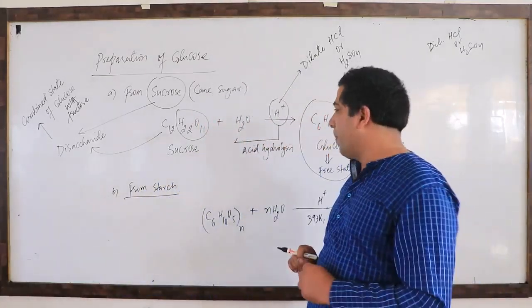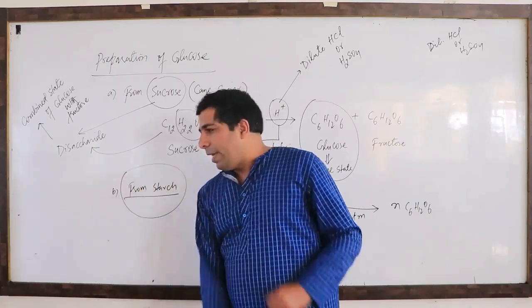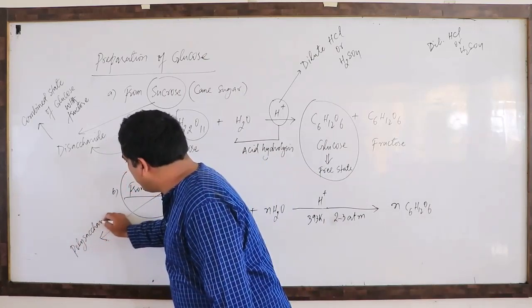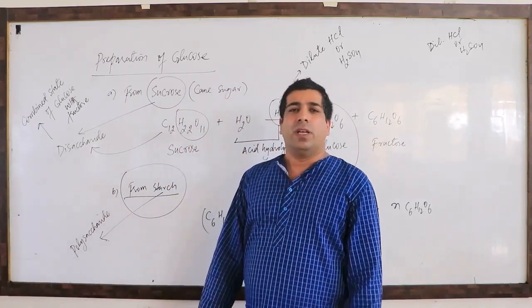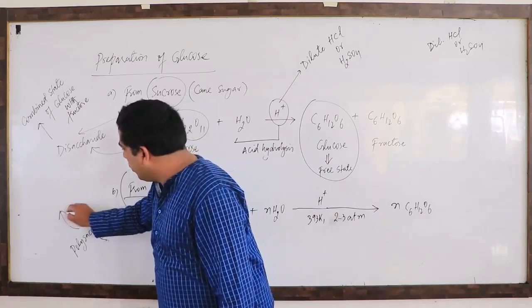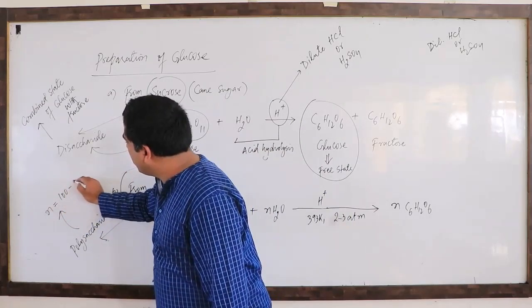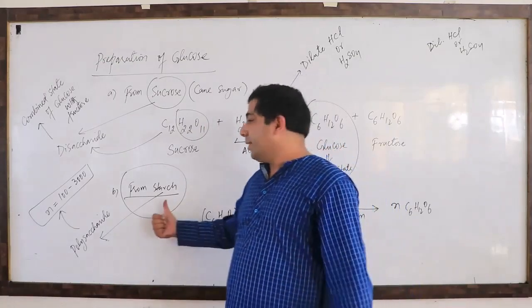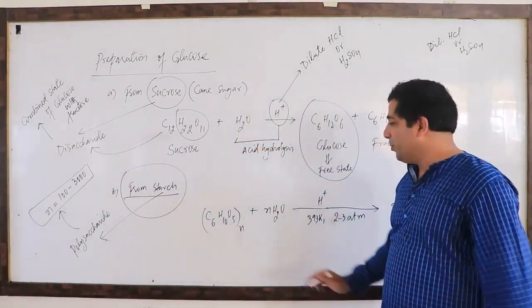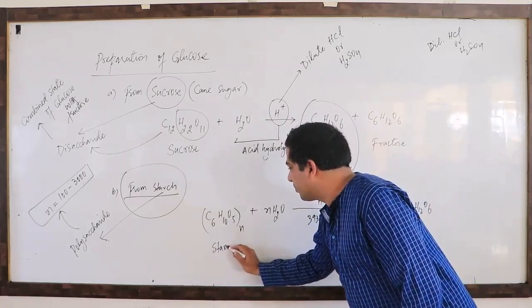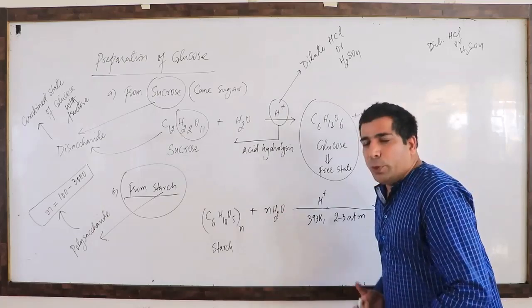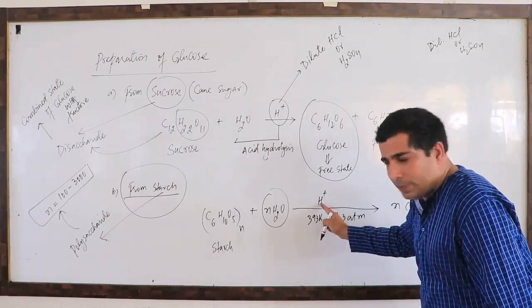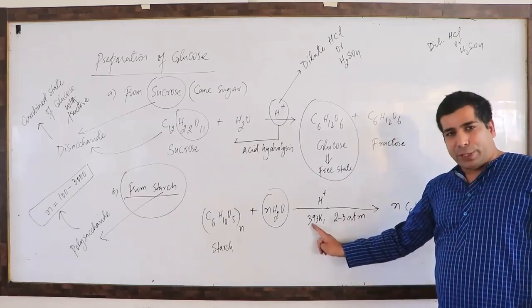Now finally let us come to another method, from starch. Everybody knows that starch is a polysaccharide, and everybody knows that a polysaccharide contains a large number of glucose units. I told you last time, the n value can be from 100 to 3000. So you can have 100 to 3000 glucose units in the starch. So this is the general formula of your starch. When you do acid hydrolysis, you are adding water n times in presence of a dilute acid. But here you require a temperature of 393 Kelvin.